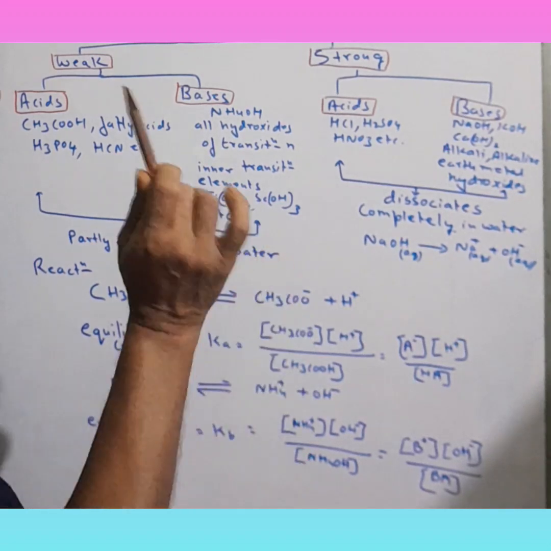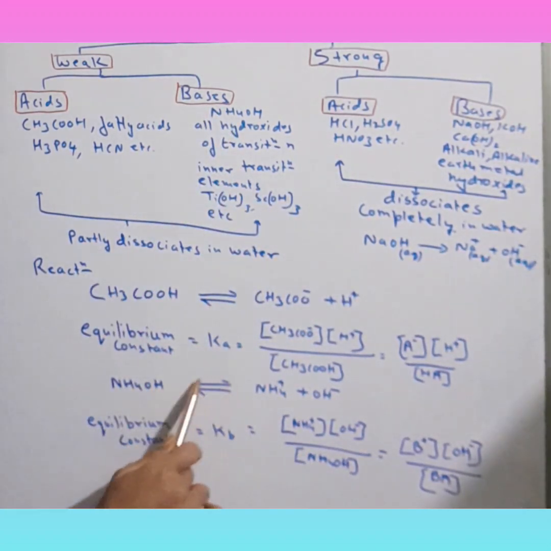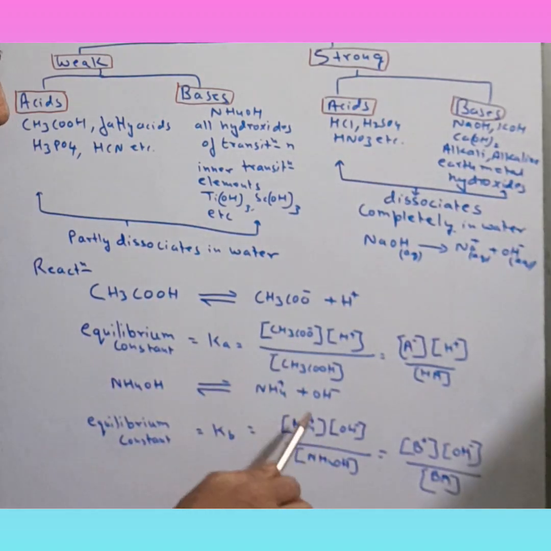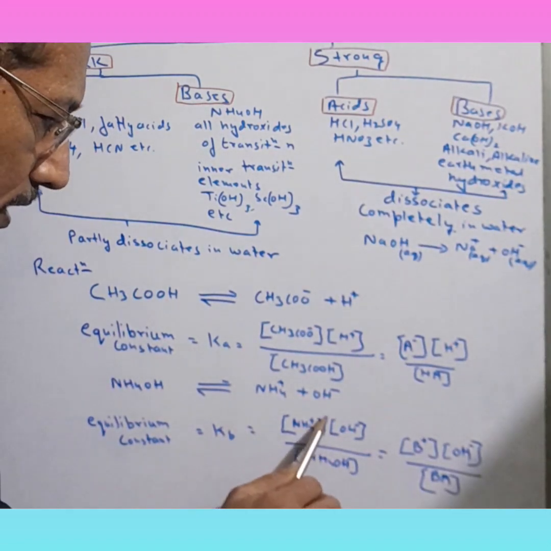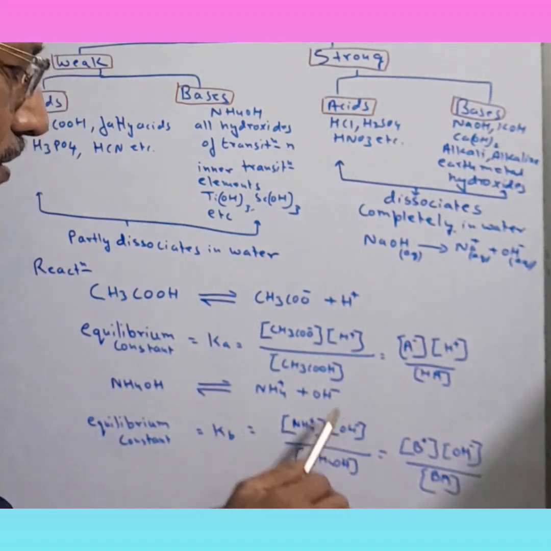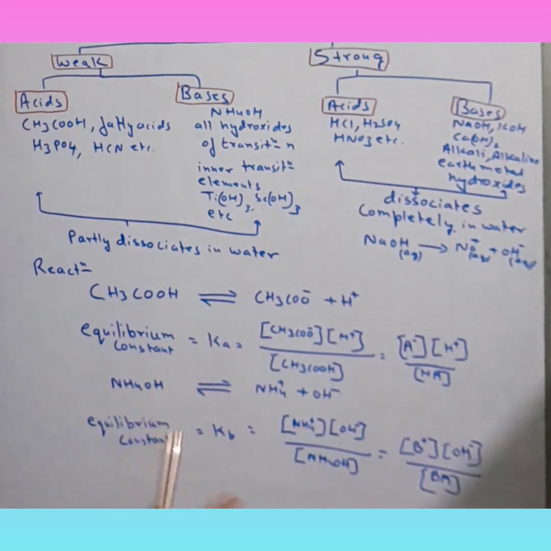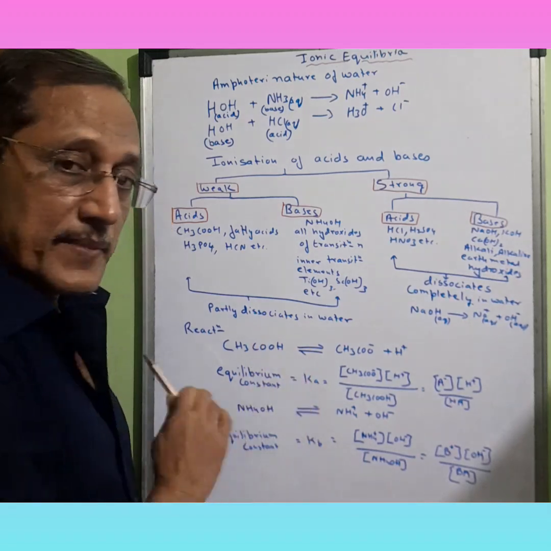Ammonium hydroxide is a weak base. I have mentioned it over here: ammonium hydroxide, weak base, with backward and forward arrows giving ammonium plus hydroxide. So how do we mention it? The same way. Here it would be a base, and we would be mentioning Kb, the product of concentrations of products divided by the concentration of the reactant. This is how we mention it generally. So this is all about the equilibrium constant Ka for acids and Kb for bases.